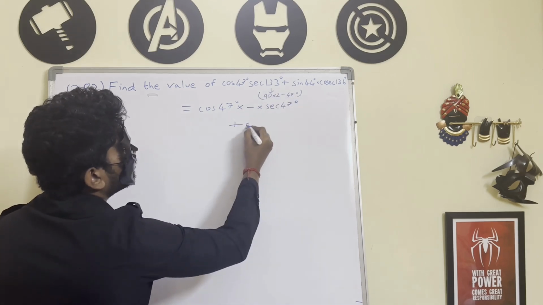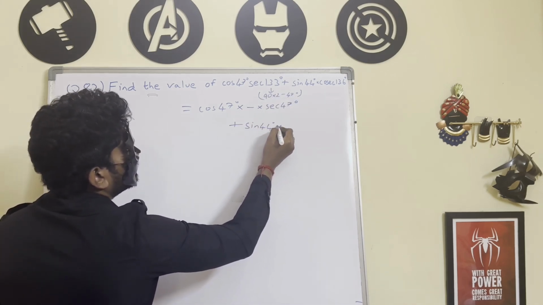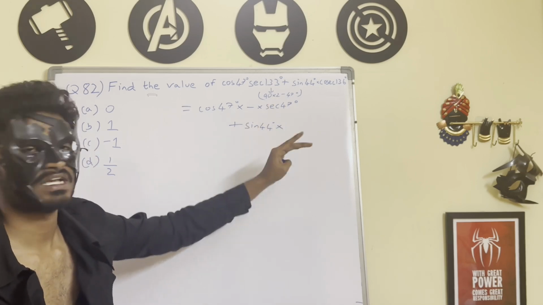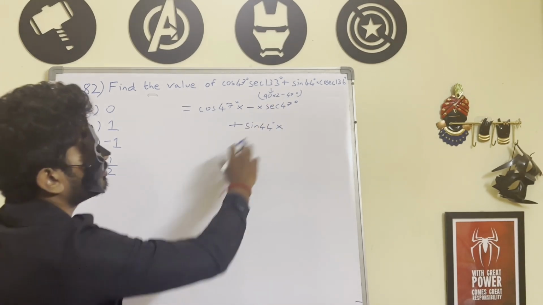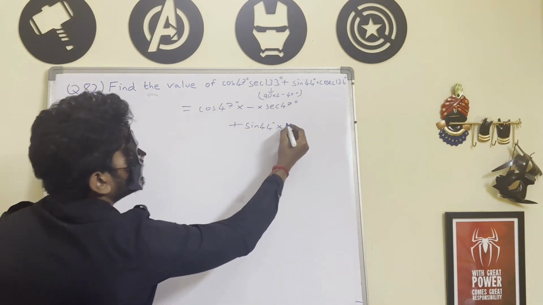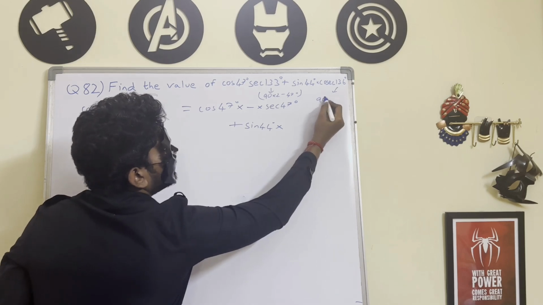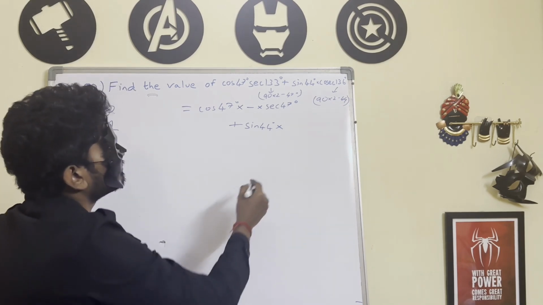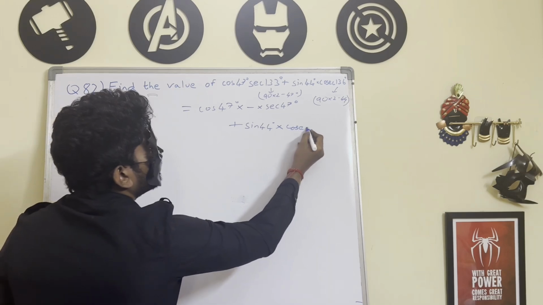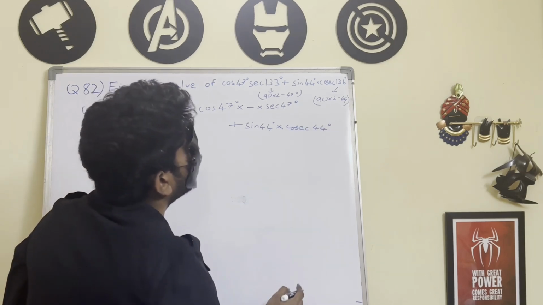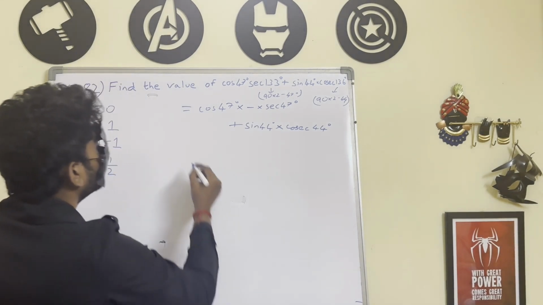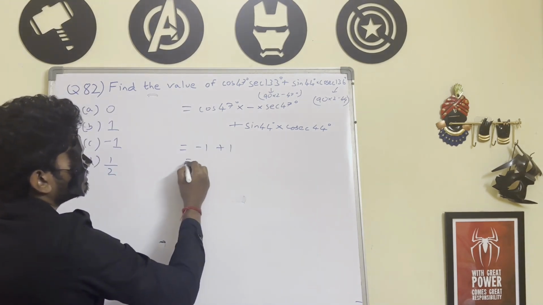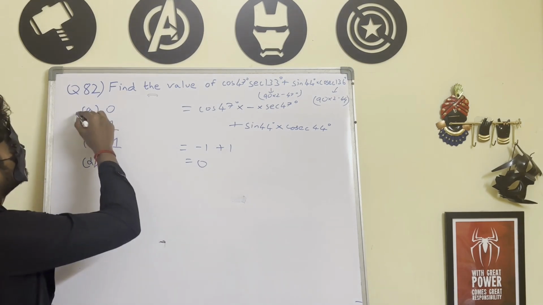plus sin 44, and 136 degrees will lie in second quadrant, and in second quadrant cosecant will be positive. So here we'll put positive sign only, and I can write this as 90 into 2 minus 44 degrees, right? So this is nothing but cosecant 44 degrees, because cosecant 180 minus 44 degrees is cosecant 44. So these two will cancel out each other, minus 1 plus 1, which is equal to 0. So option A is right.